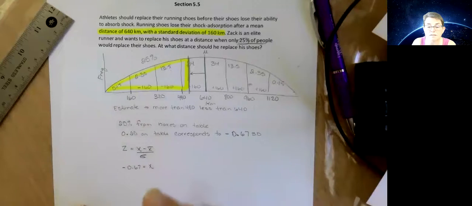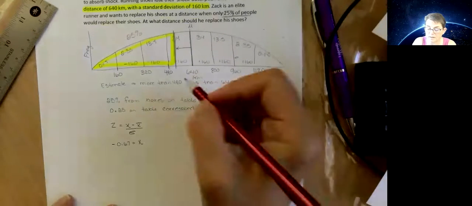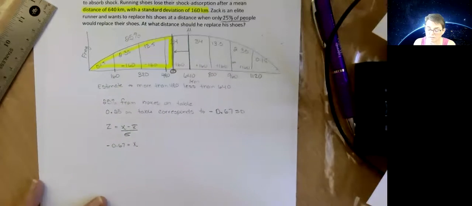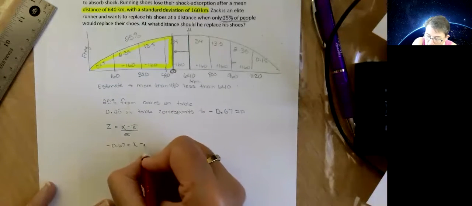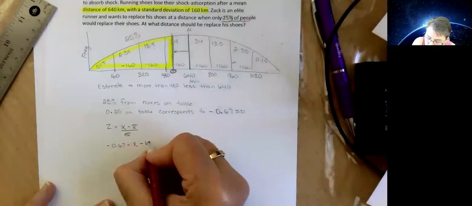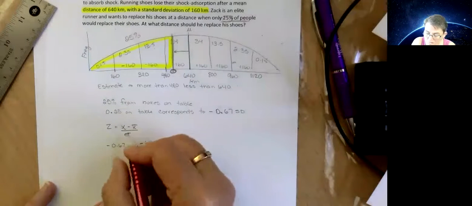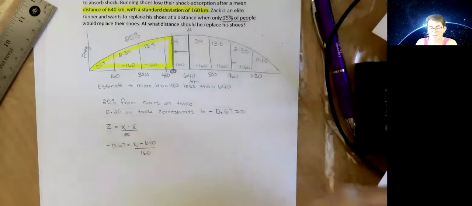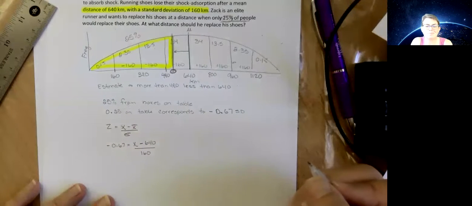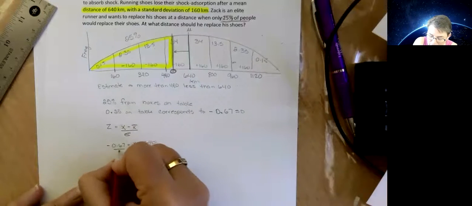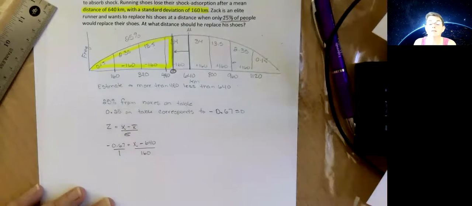So x is the number I don't know, right? But remember, that's what we're trying to do. We're trying to find the number that fits there. x minus x bar, the mean distance, was 640, over sigma, which was 160. All right, so we need to solve that. A lot of ways. Easiest way, in my world, I love cross multiplying.